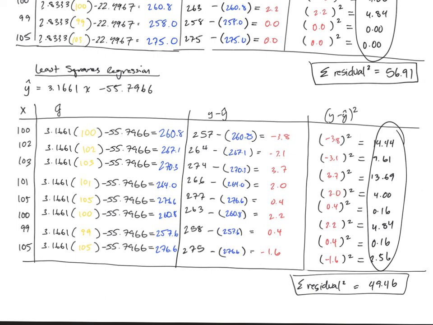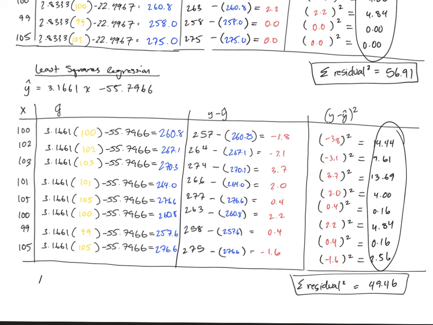So what do we know? Well, the sum of the squared residuals for the least squares regression line is smaller. And this is true. This is what it means. The least squares regression line is going to give us the line that will have the smallest sum of squared residuals. So any other line we create would have a number bigger than 49.46, which is true, because the line we created had a residual squared of 56.91.